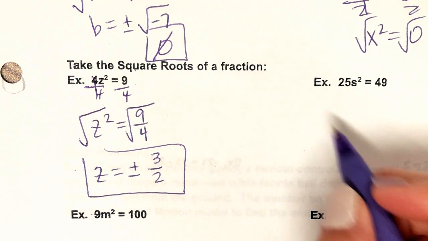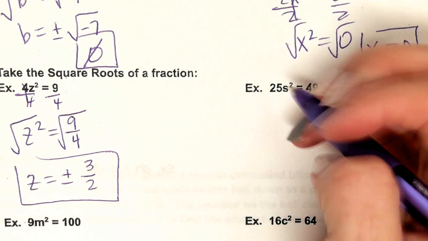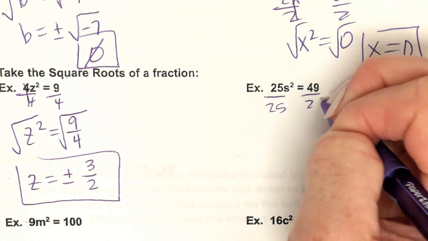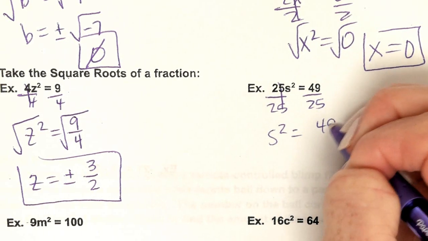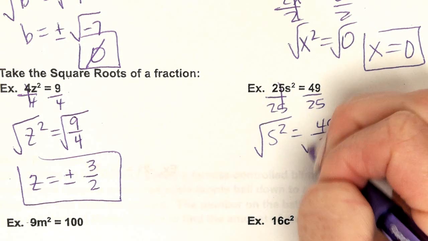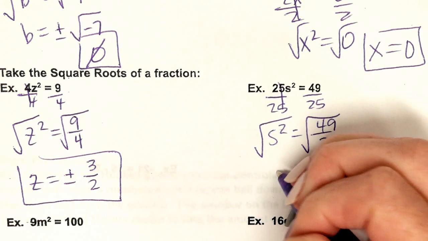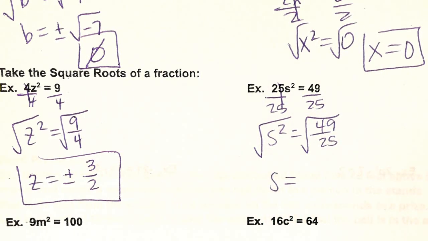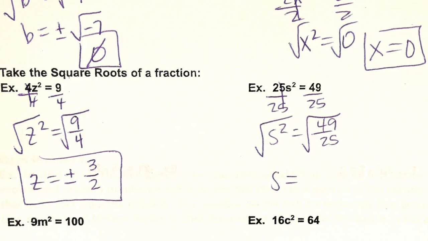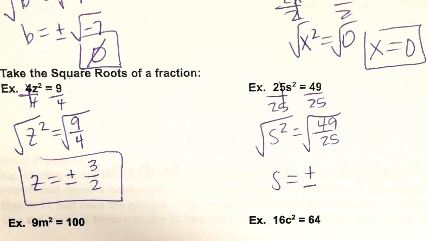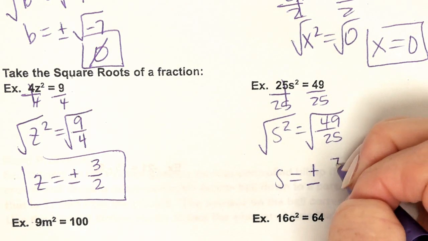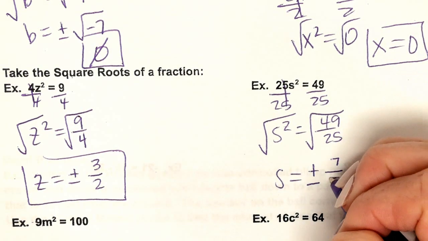All right, do the same one. How do I isolate the s? Divide by 25. And then I would square root both sides. That gets rid of the square, so I have s is equal. But don't forget, in your answer, you need a positive and a negative answer. The square root of 49 is 7. The square root of 25 is 5.